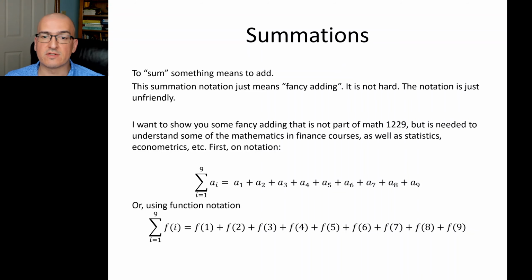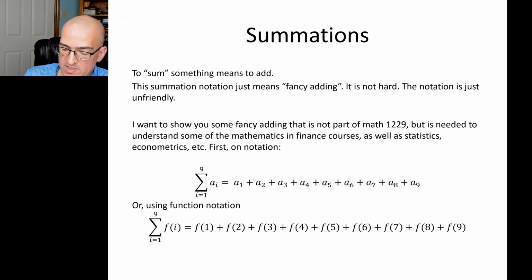First, the notation. The sum from I equals 1 to 9 of A sub I. Let's unpack what that notation means. I is being used as an index or as a counter. It's just to track the label of the object number that we're on. A sub I would be the object that we're adding. A1 is the first object in the set. A2 is the second object in the set. A3 is the third object in the set.